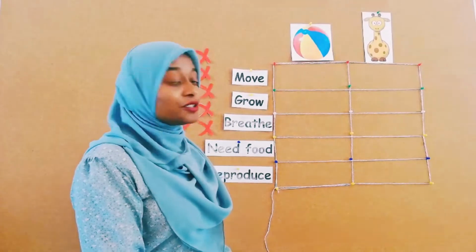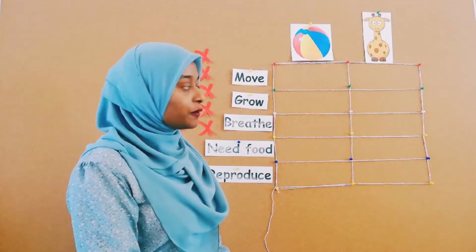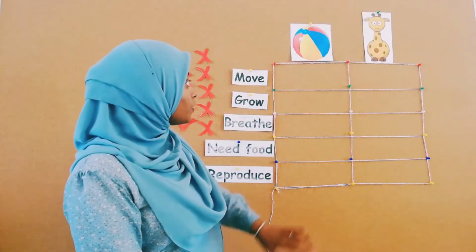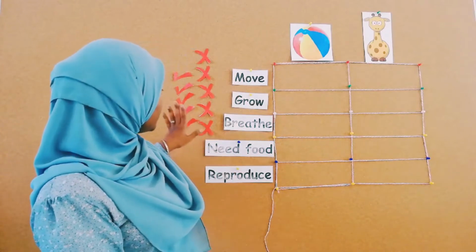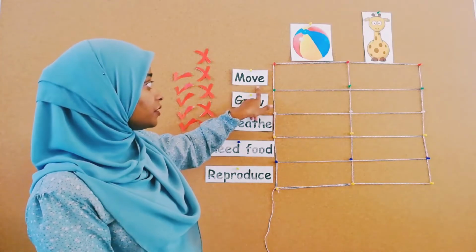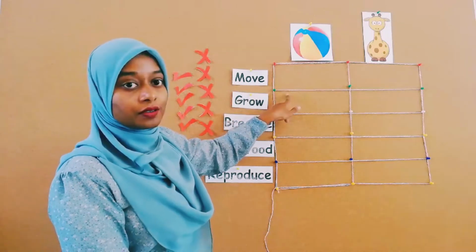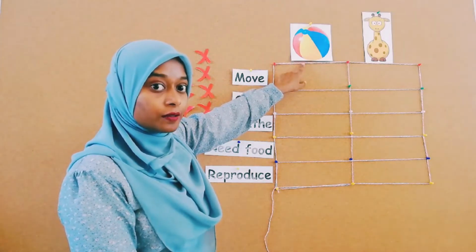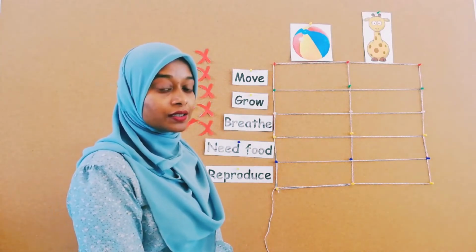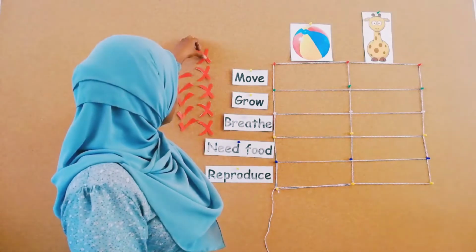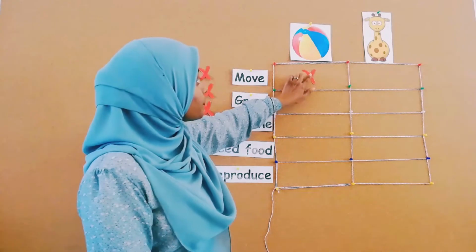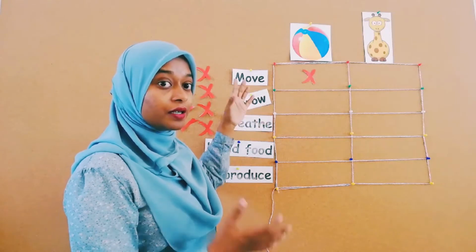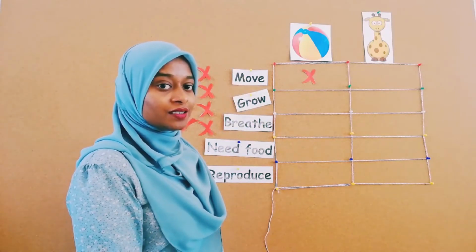Okay, let's do an example and see if we can identify whether the ball and the giraffe, they are living or non-living. So I have all the 5 questions written here and ticks and cross here. So once we ask each question, we will put a tick or cross. Okay? So let's ask the first question about the ball. Does the ball move on its own? Can it go from one place to another? No, right? So we put a cross. Now the second question. Does the ball grow? Does it get bigger and bigger over time? No.